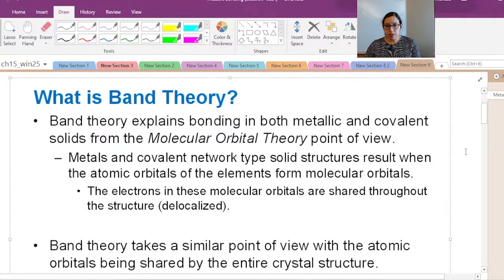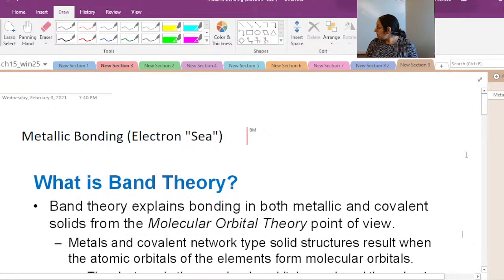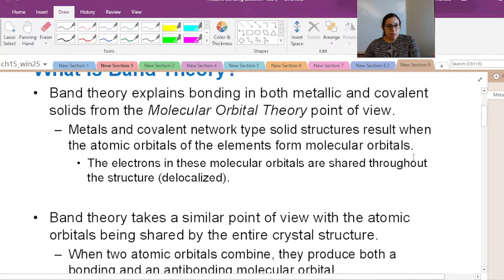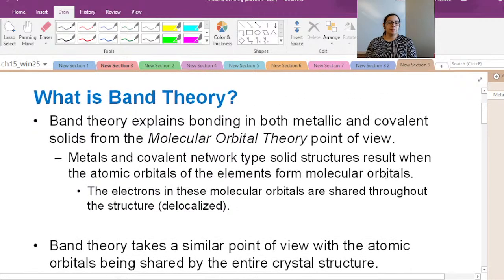All right, valence band theory. I might go slightly over lecture, but I'll try to finish it. And so we have this band theory, and so let's get into it.